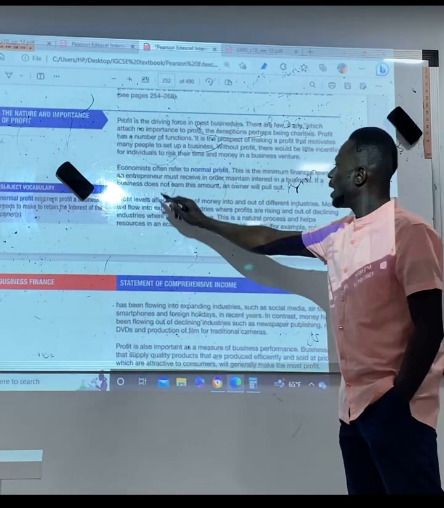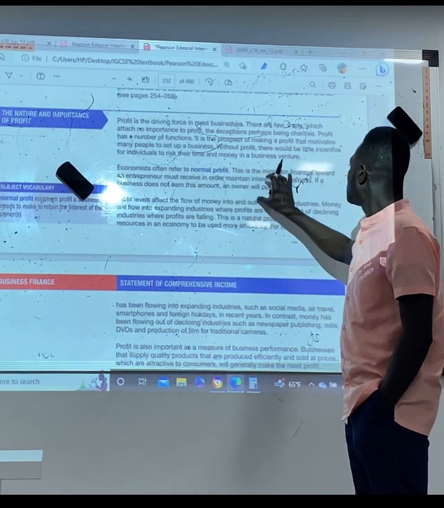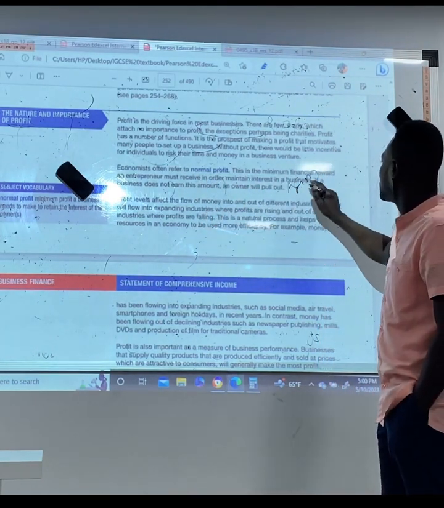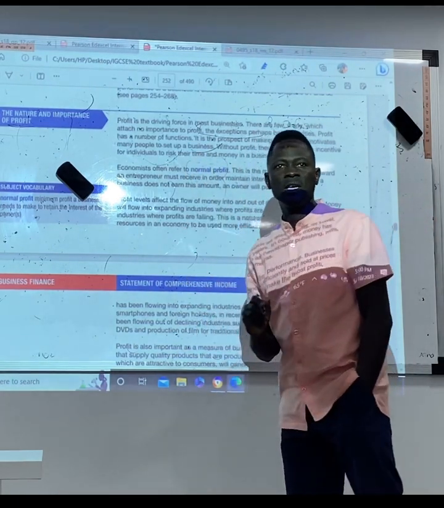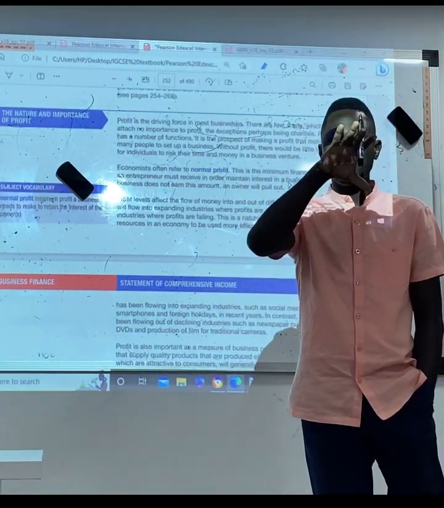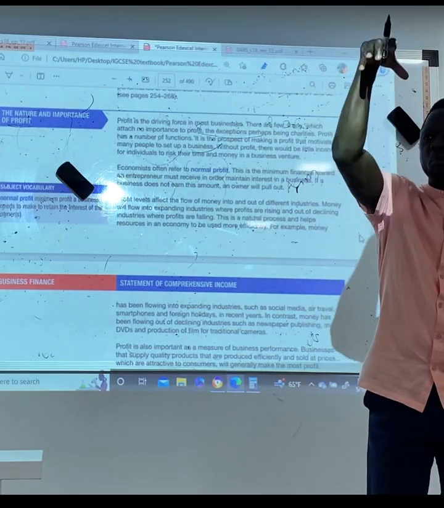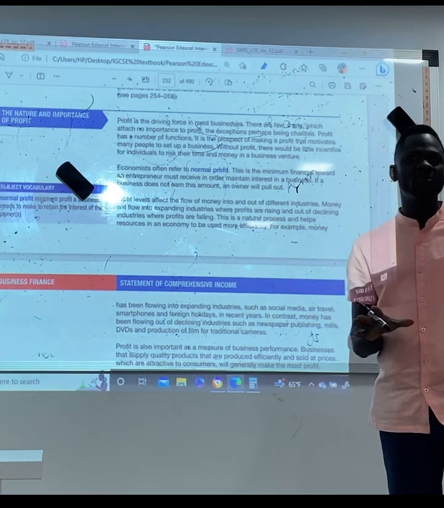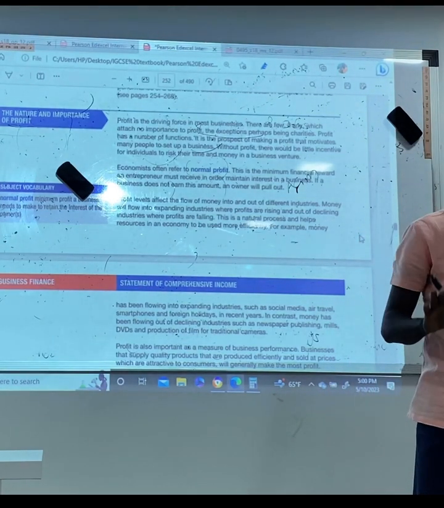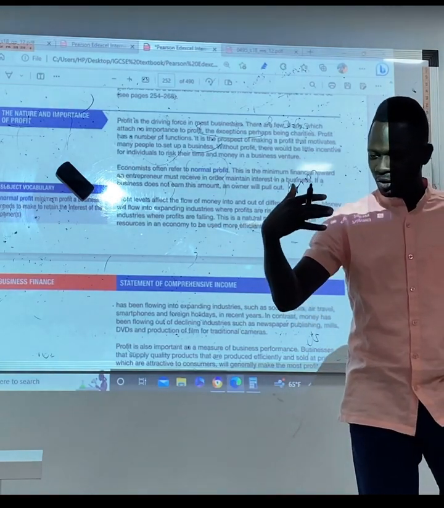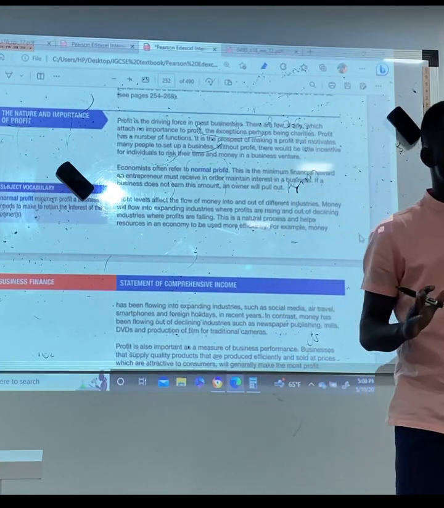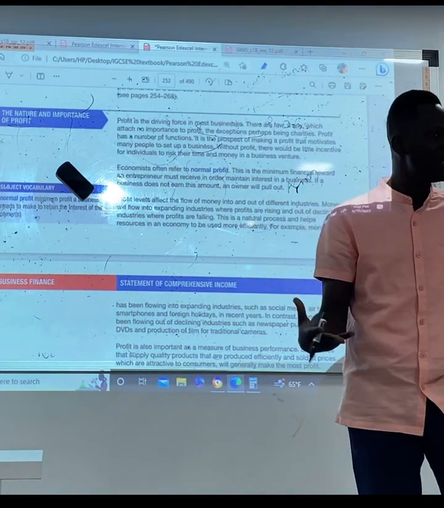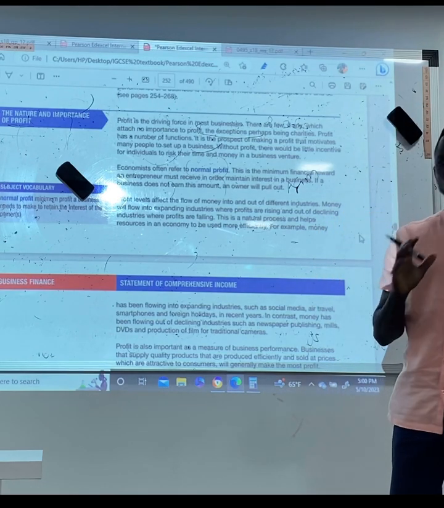Yes. Economists often refer to normal profit. This is the minimum financial reward an entrepreneur must receive in order to maintain interest in the business. So we call it normal profit because it's the minimum of your return on investment. Without that, you might not be able to continue the business. That's the normal profit. The minimum amount you can make because you have risked setting up the business. So what you could make to give you the incentive to continue that business is your normal profit. Do you understand what normal profit is?